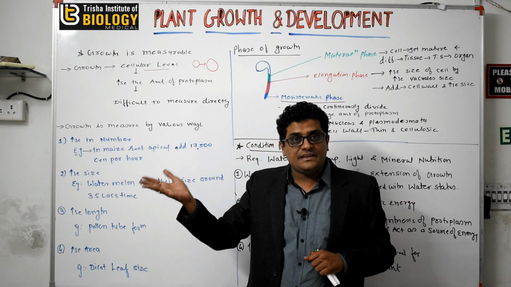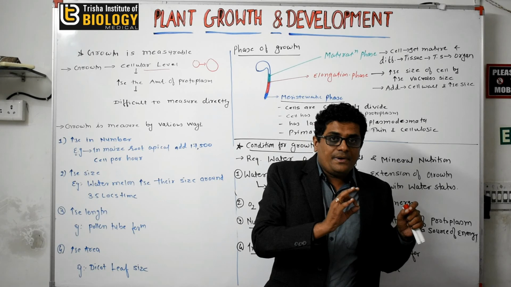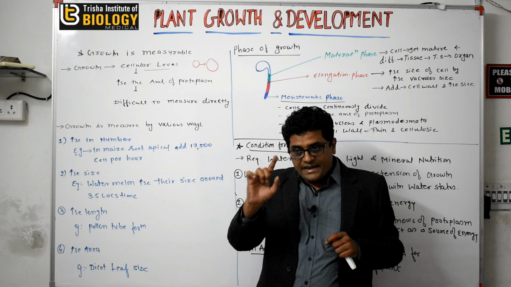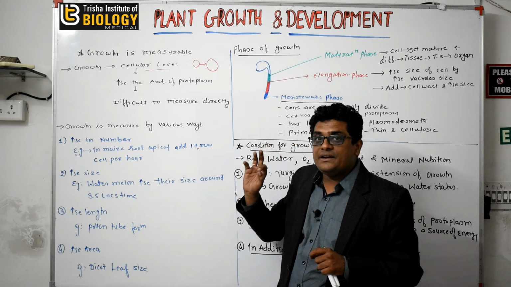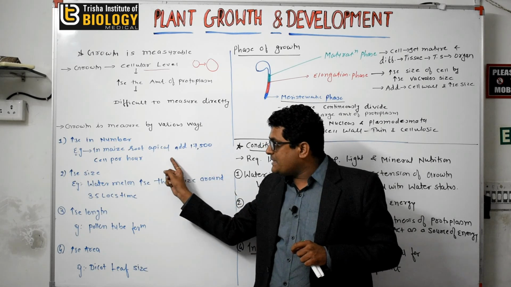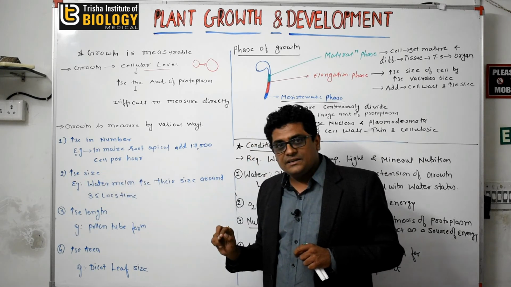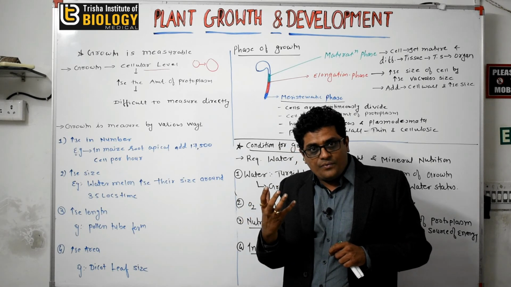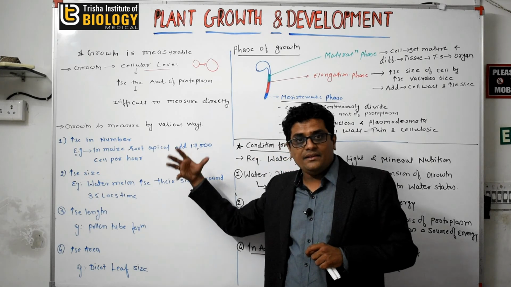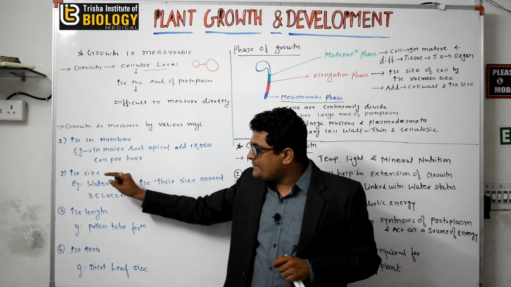For example, increase in number. In the maize root apical meristematic cells, 17,500 cells are added per hour. So this is growth expressed in terms of the increase in the number of cells. Similarly, in size: the size of a watermelon increases around 3.5 lakh times when the watermelon matures. So it is growth expressed in terms of size.